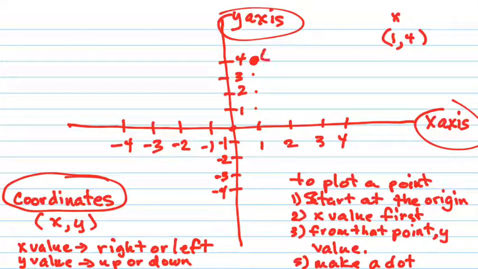And if you're just plotting points, you must label them with their name. And the name of it is the coordinates in themselves. So that is the point (1, 4). So if you can count, you can do this.